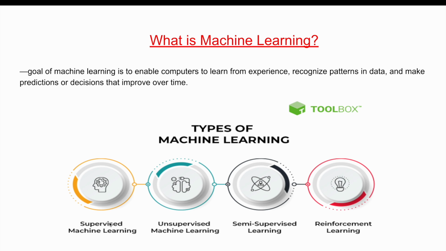And there are different types of machine learning. There's one called supervised learning. Another type of machine learning is unsupervised learning. Another type of machine learning is semi-supervised learning. And another type of machine learning is reinforcement learning. So we'll start in the next slide. We will discuss all these kinds of machine learning one by one. So I will see you in the next slide.